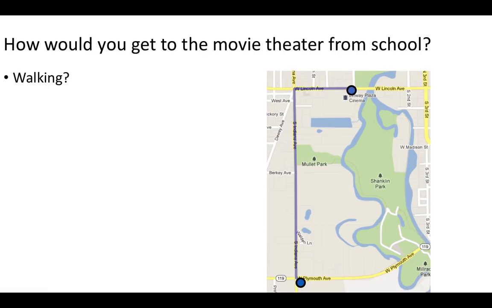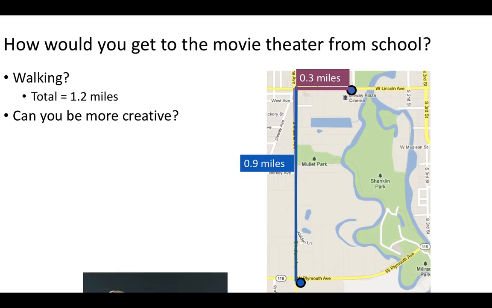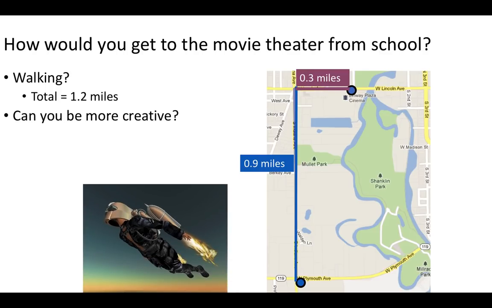What's the distance? So the distance on Indiana from Goshen Middle School to the corner is actually 0.9 miles. And then the distance from that corner to Linway is 0.3. So that's a total of 1.2 miles walking. But what if we could be a little more creative? What if we could take a jetpack, right?